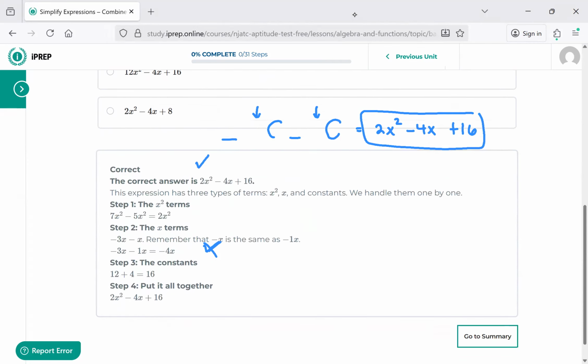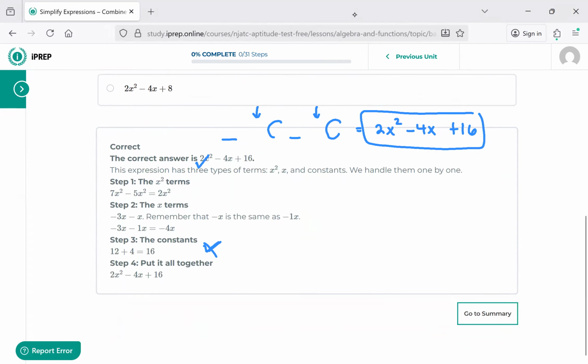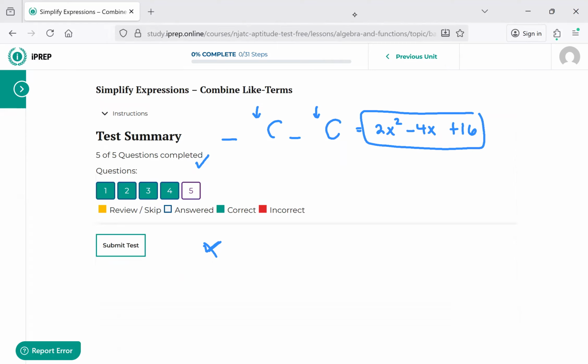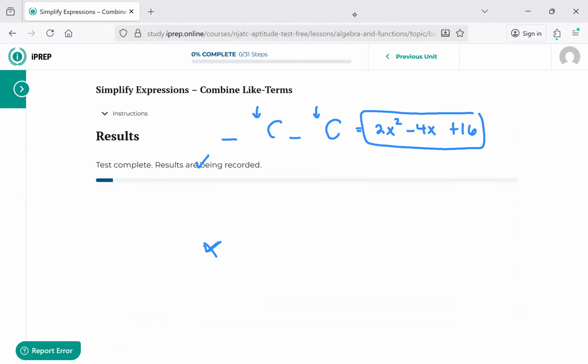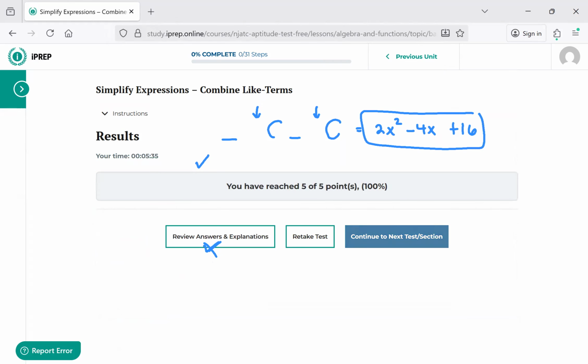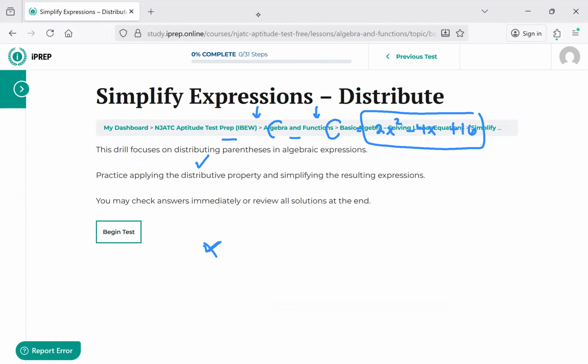Correct. Okay. So that was pretty self-explanatory. Let's move on to the next practice test. So now we are distributing. When you hear the term distribute, they literally mean the same thing as FOIL. So let's begin.